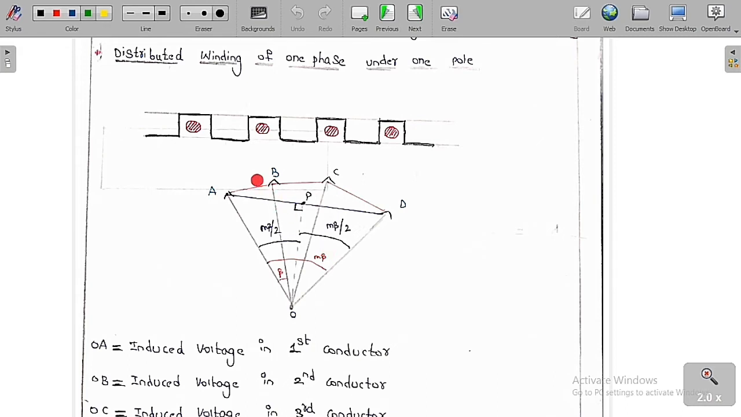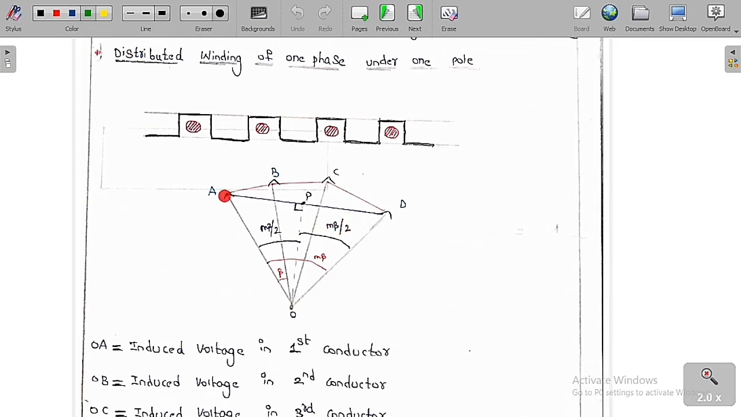So OA is the EMF induced in the first conductor in the first slot, OB is the induced voltage in the second conductor under the second slot, OC is the induced voltage in the third conductor in the third slot, and OD is the induced voltage in the fourth conductor in the fourth slot. Then if you do the connection from A to D, this vector is called the resultant induced voltage across the first and the fourth conductor.